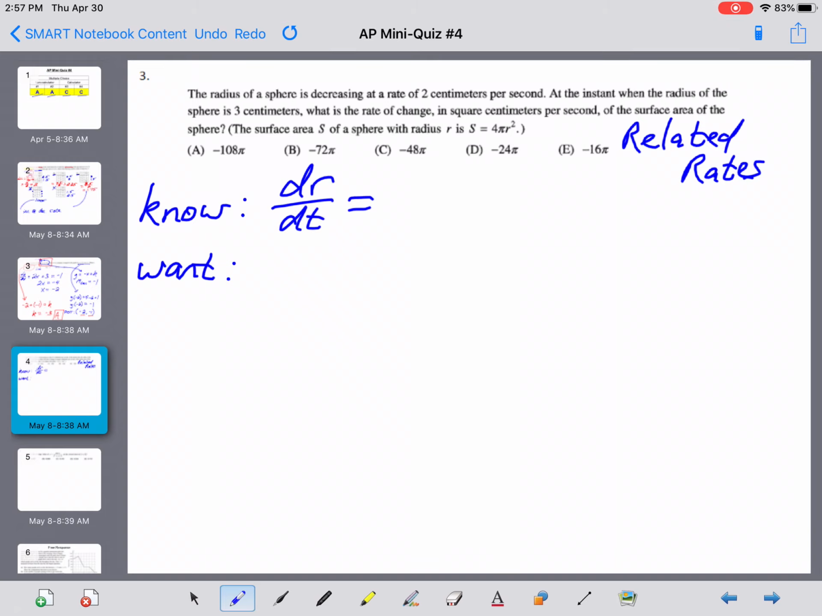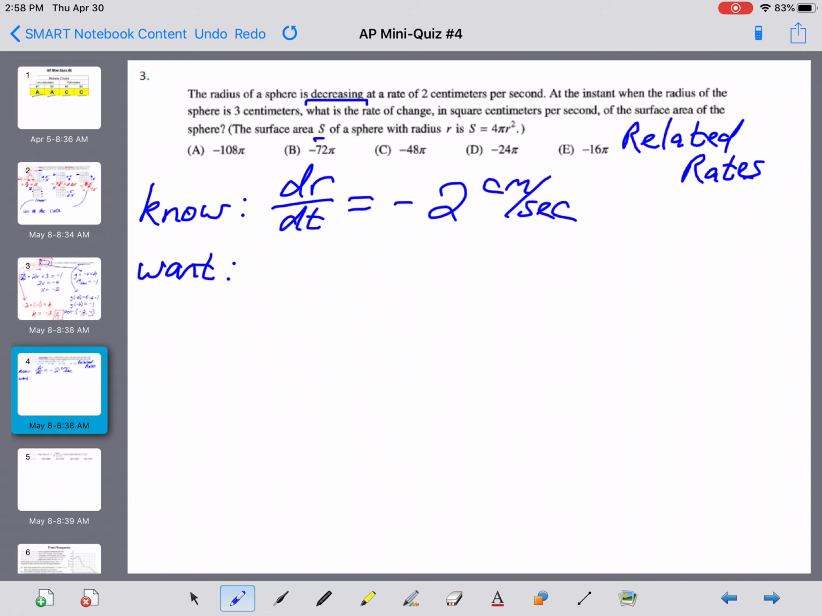Now this is a little tricky because they tell you the radius is decreasing. That actually means that our derivative has to be a negative 2 centimeters per second. Now, it looks like all 5 answers are negative, which makes sense. Since the sphere is getting smaller, its surface area is going down as well, but I could see people making a mistake with that. We want to know the rate of change of the surface area of the sphere.